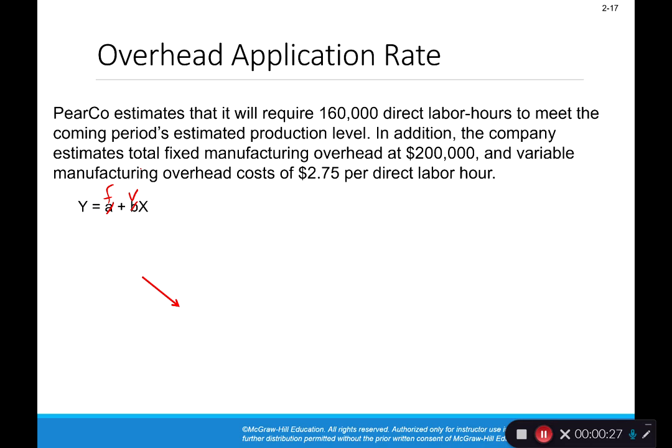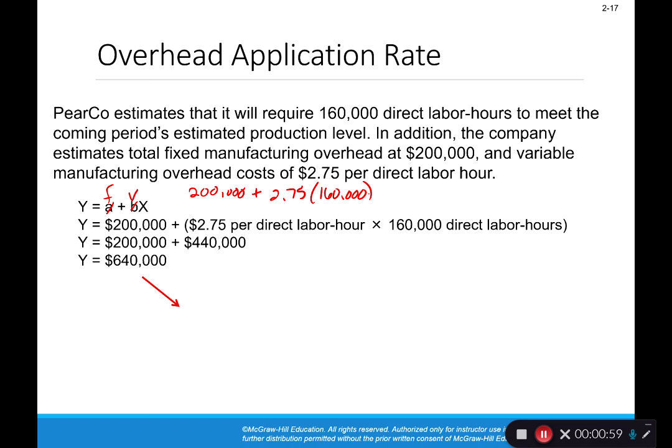So in this case, it says the company estimates it's going to require 160,000 direct labor hours to meet estimated production. In addition, the company estimates fixed overhead is 200,000 and variable is 2.75 per direct labor hour. So to use our formula, y equals F plus Vx, we're going to start with our fixed cost, which is 200,000, and then add our variable cost per unit of 2.75 times the estimated activity, which is 160,000 direct labor hours. And then when we do out the math on that, we're going to end up getting 640,000 as our estimated overhead cost.